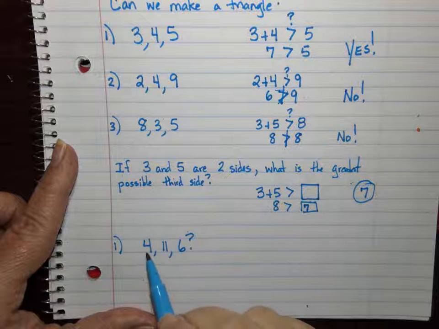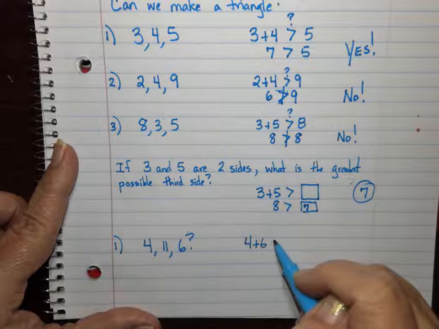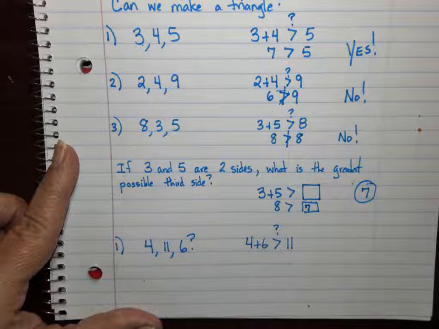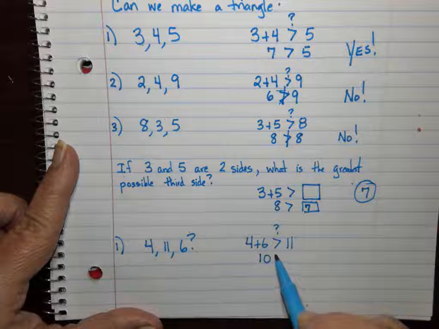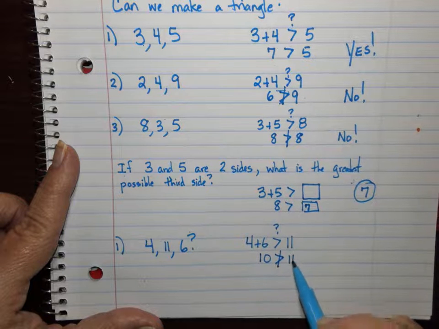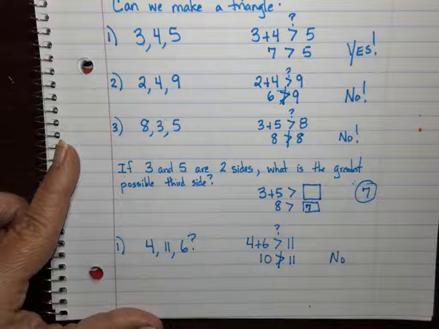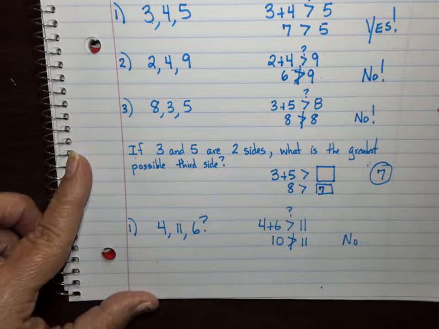Let's see. Take the 2 smaller numbers, 4 plus 6. Is that higher than 11? How much is 4 plus 6? 10. 10 is not bigger than 11. No. These corners will not reach each other. So if you said no, you had the correct answer.